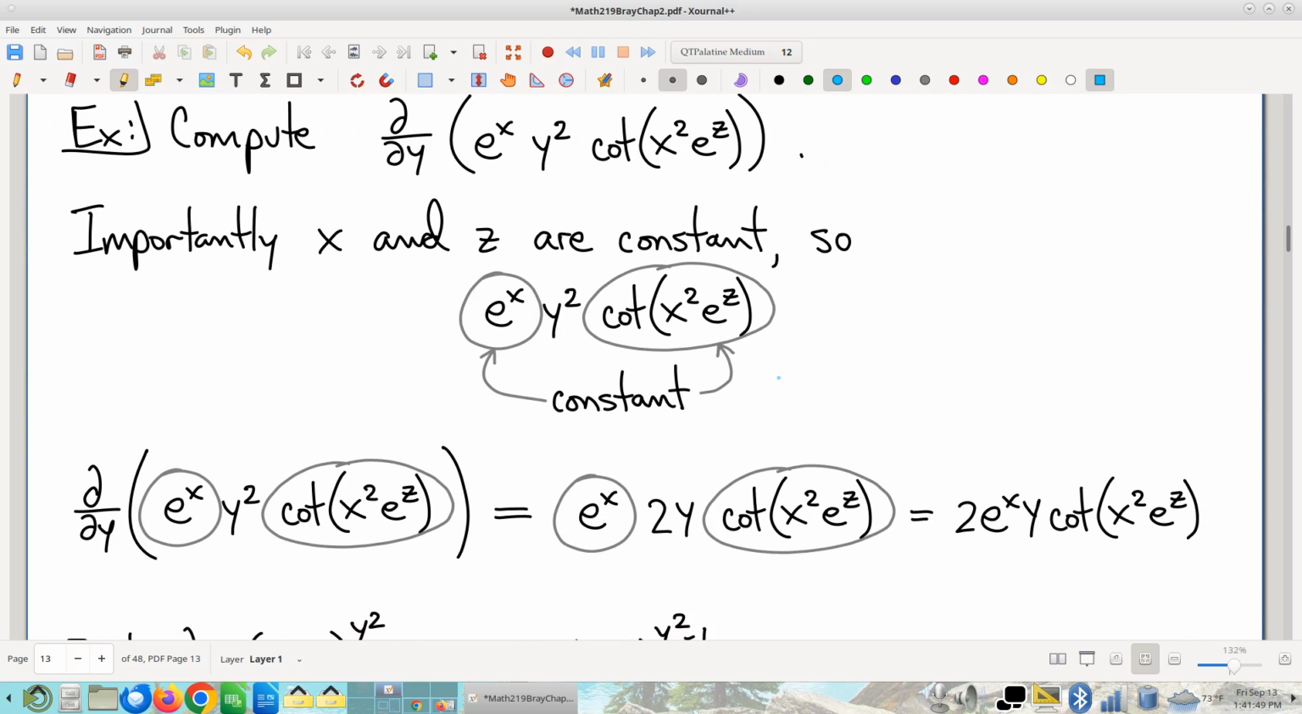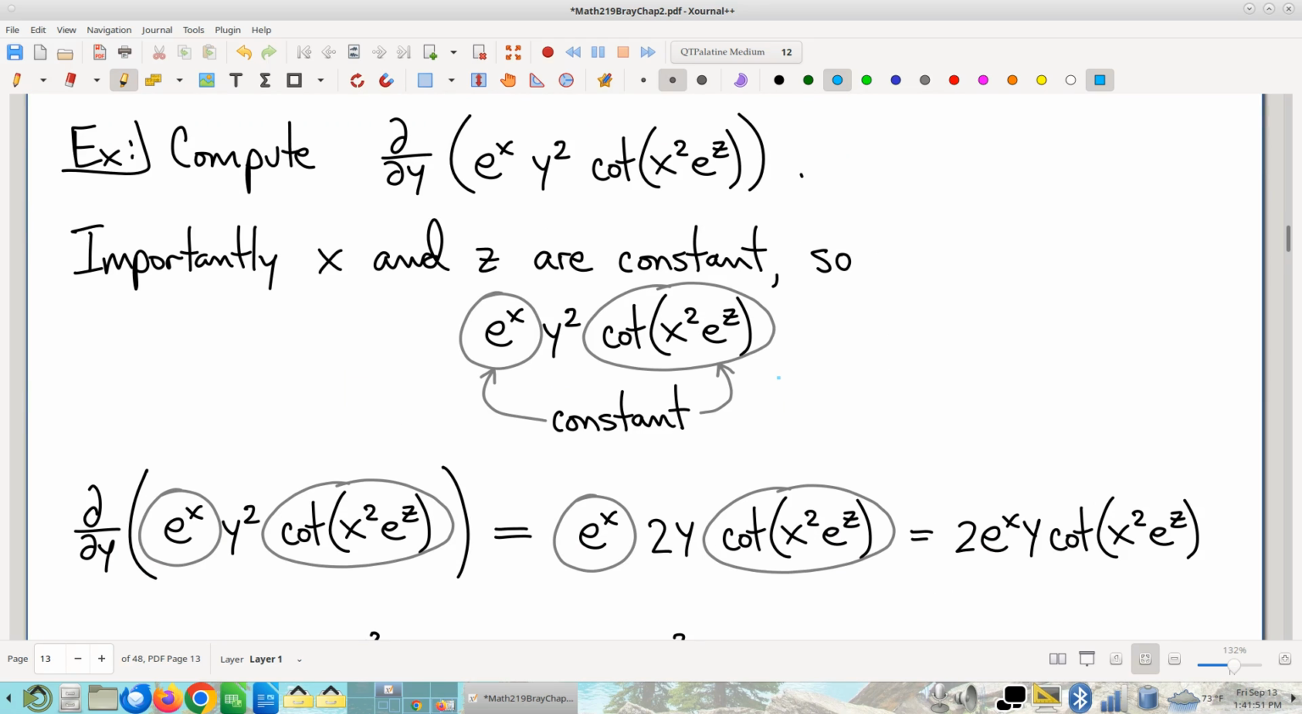First example, we're going to start with one that looks really hard. Look at this. It's a product of three factors, one of which is a composition, and there's all sorts of ugliness involved. There's cotangents and exponentials. Yikes, this looks like a hard one. It's not. This is an easy one because we're taking the partial with respect to y. Very importantly, remember, when you're taking a partial derivative, the very first thing you do is you set all the other variables equal to constants.